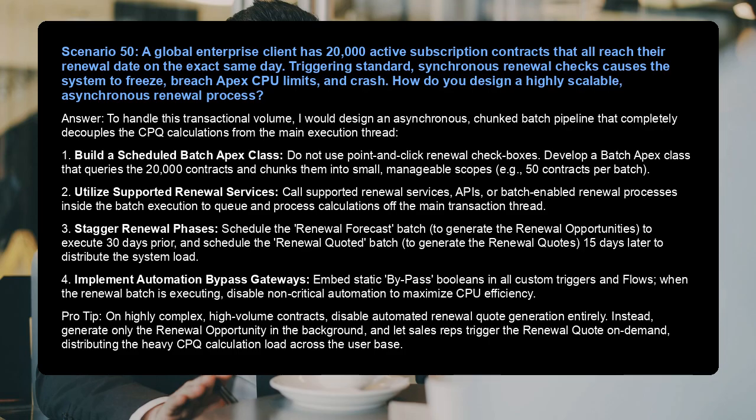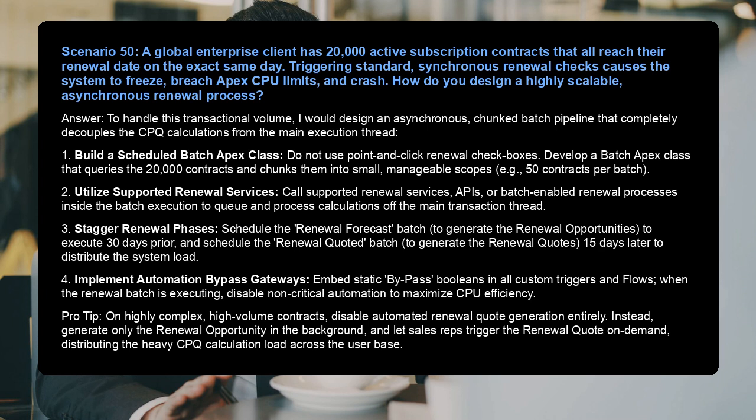Scenario 50. A global enterprise client has 20,000 active subscription contracts that all reach their renewal date on the exact same day. Triggering standard, synchronous renewal checks causes the system to freeze, breach Apex CPU limits, and crash. How do you design a highly scalable, asynchronous renewal process? Answer: to handle this transactional volume, I would design an asynchronous chunked batch pipeline that completely decouples the CPQ calculations from the main execution thread.